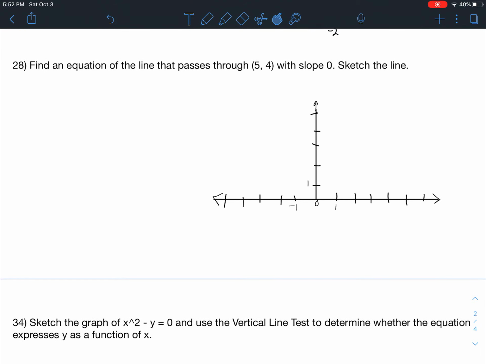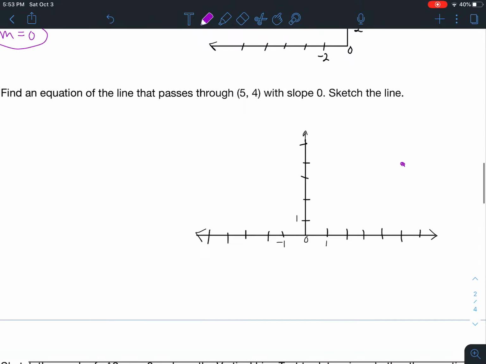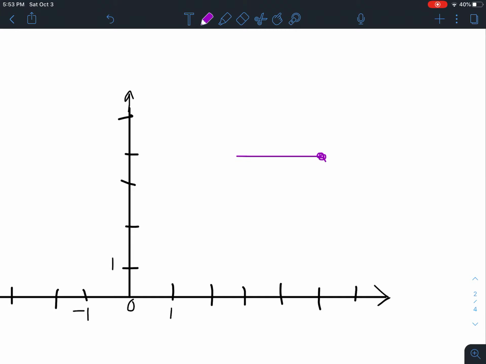Okay, number 28 is asking to find an equation of a line that passes through 5, 4 with a slope of 0. So if a line has slope 0, it means it's horizontal, parallel to the x-axis. So to sketch the line, all you have to do is plot 5, 4, which is right here, roughly right there. And just draw a horizontal line that passes through that point.